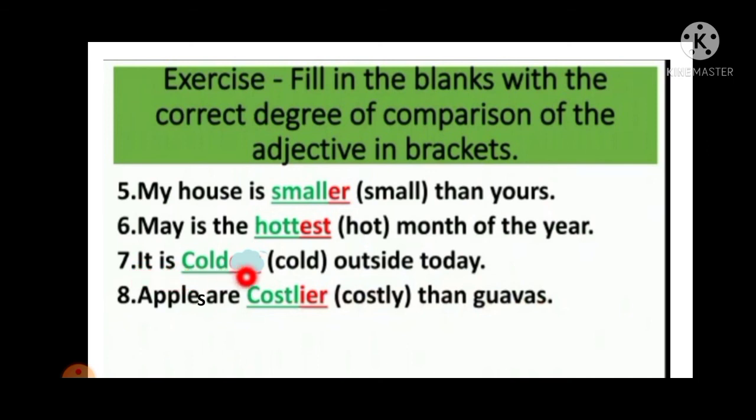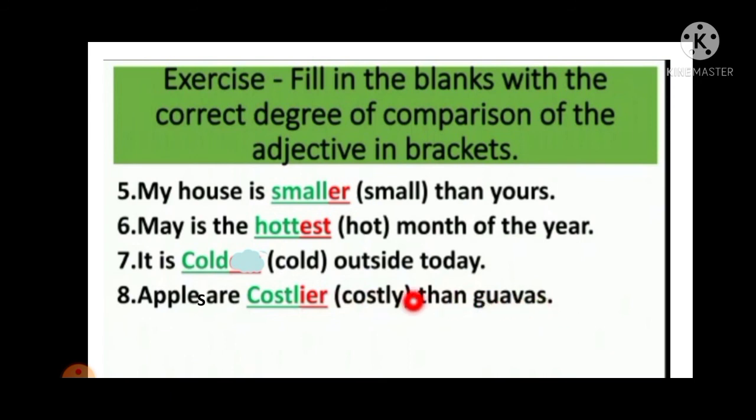Number 7: it is dash (cold) outside today. So here there is no comparison, that's why we put the positive degree, and no changes will be made. It is cold outside today. And number 8: apples are dash (costly) than guavas. So here apples are compared with guavas, so the comparative degree will come here. Here the word is costly, so we remove Y and put I, and then we add -er. So apples are costlier than guavas.